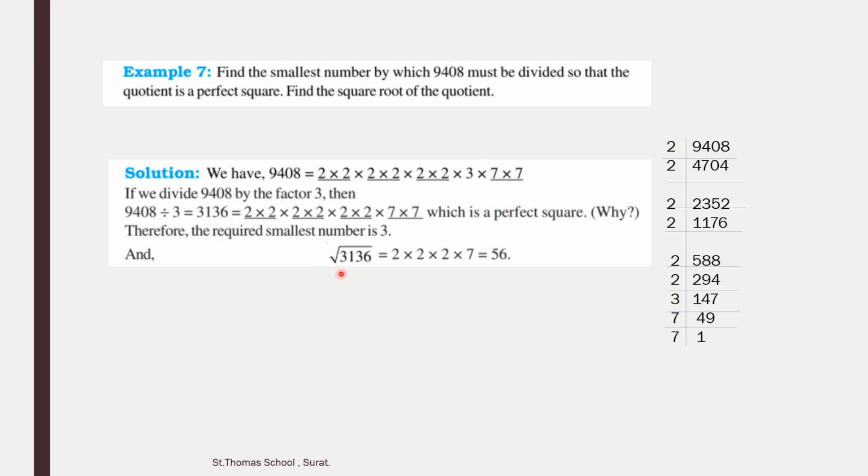Now you have to find the square root of 3136. You can write all the numbers one time. Here 2 times, 1 time you have to write. Again 1 time, again 1 time. Now 7 also 1 time. 2 2s are 4, 4 2s are 8, 8 7s are 56. So what can we say? The square root of 3136 is equal to 56.